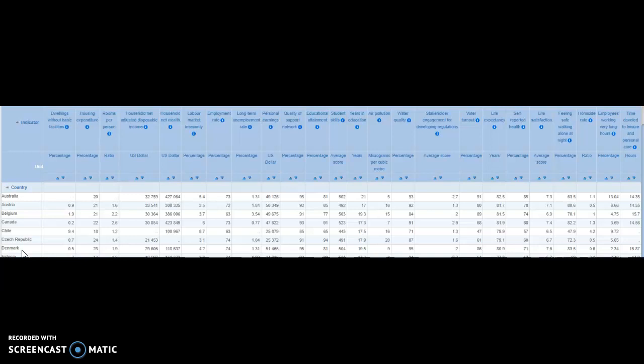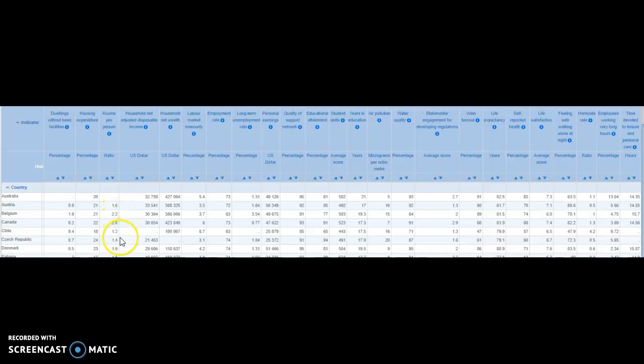If we take a brief look at the top line, where you have the word indicator, these are the different categories that have been used to show you the information. So, for example, if you've got rooms per person, what that's showing you is how many rooms per person, where the data is available, in different countries.